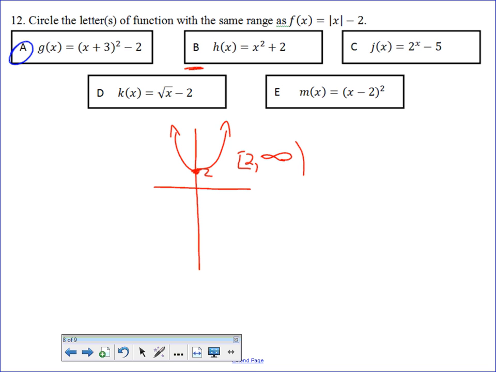And we're looking for graphs that are the same as the original, which was negative. Sorry, I can't write up there on the smartboard. We're negative 2 to infinity. Ooh, smartboard's way off. I'll write it over here. Close enough. So we're looking for things that have the same range as that. So this one does not have the same range, so it's out.